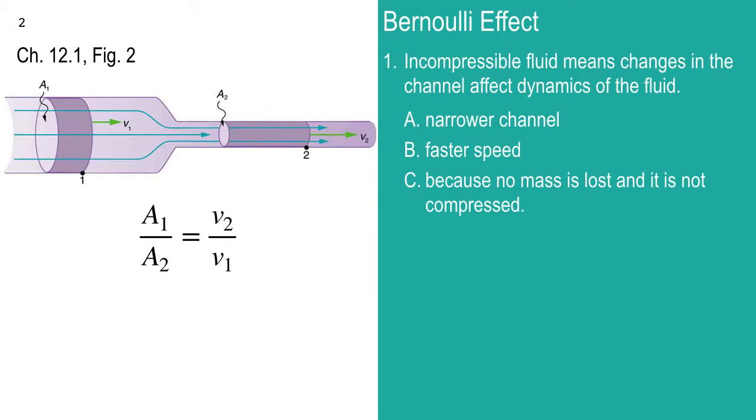All that means basically is that area 1 times V1 is equal to area 2 times V2. If you think about it, the amount of water going through per second is basically the area times how much it flows in 1 second. So that's basically V. The volume per second is just the area times the speed. And if you haven't lost any mass and haven't compressed it, then this will hold.